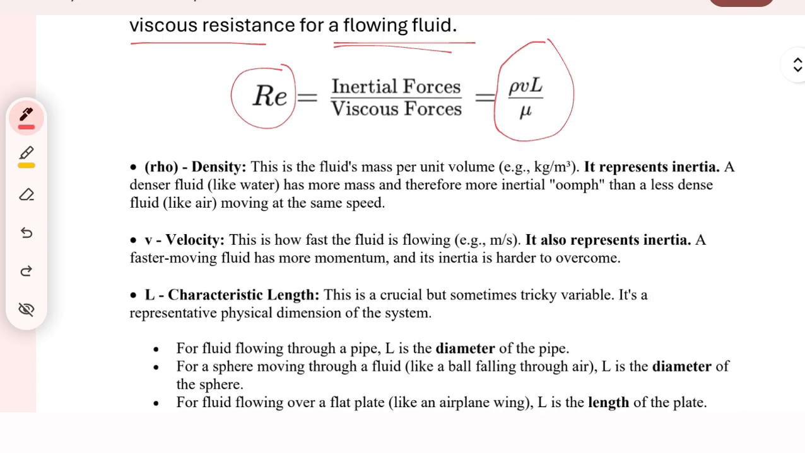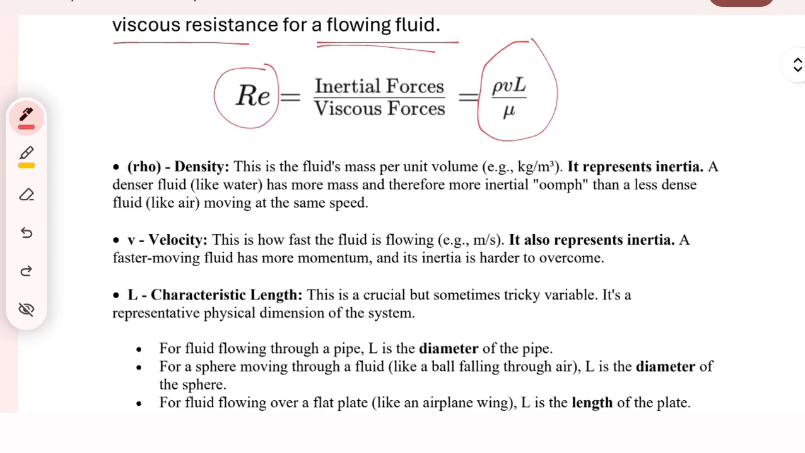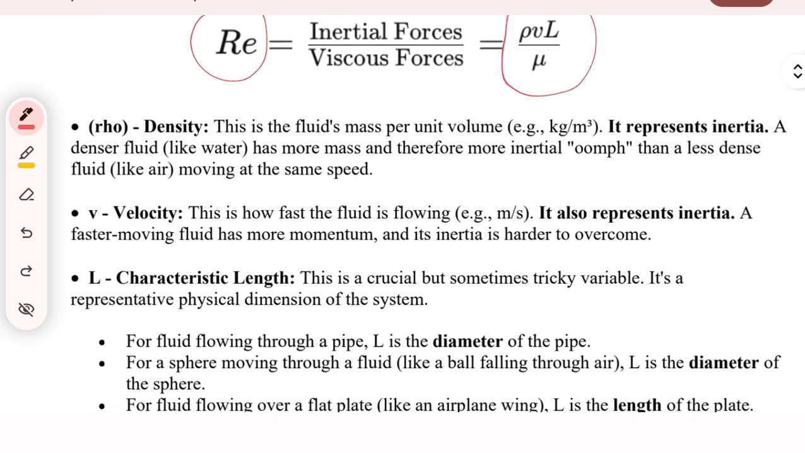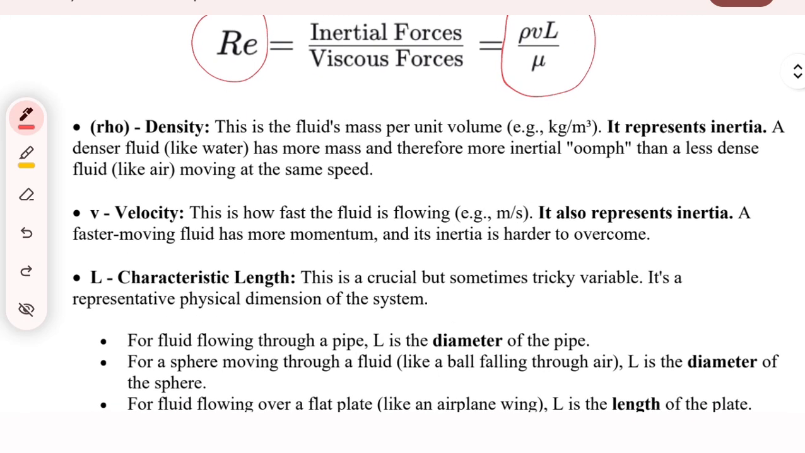So we have, of course, the rho, the small letter that looks like a p. So it is the density. This is the fluid's mass per unit volume, and usually it is given with this unit. So it represents inertia, all right? The density, the rho of the fluid, represents inertia.